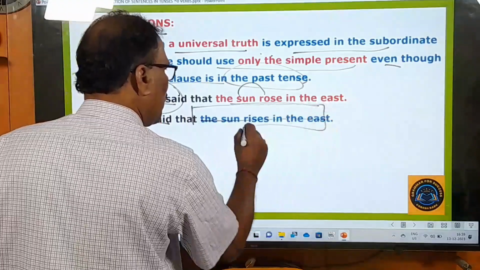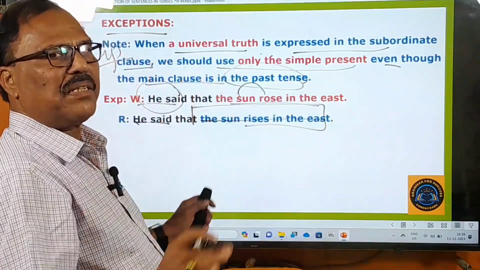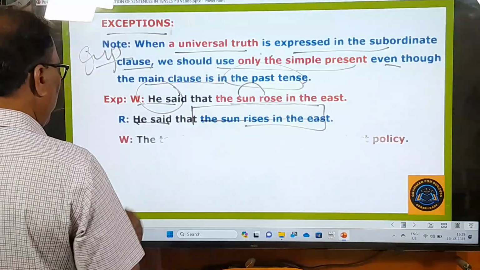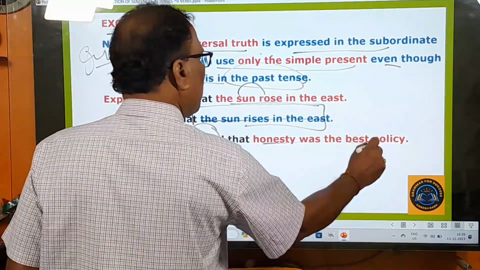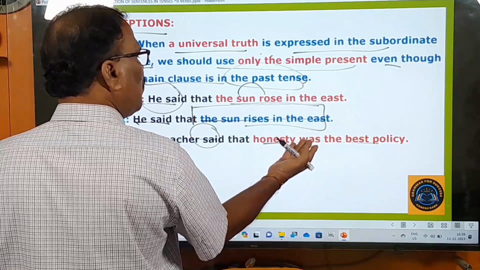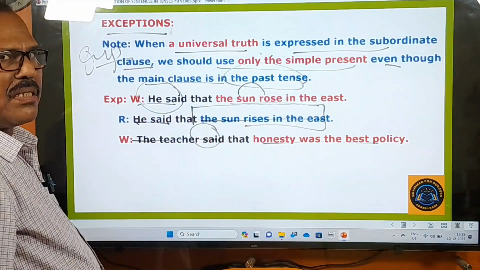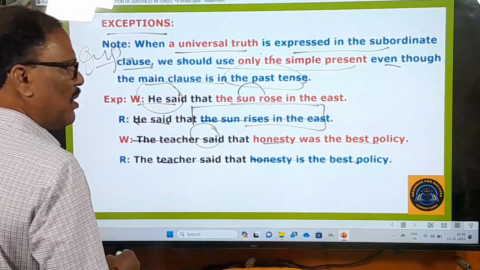So this is a universal truth. Therefore, universal truths must always be in the simple present tense only. Don't keep them in the past tense, right? And here, the teacher said, in the past tense, honesty was the best policy. Don't mention this universal truth in the past tense, okay? You mention it only in the simple present. The teacher said honesty is the best policy, right?